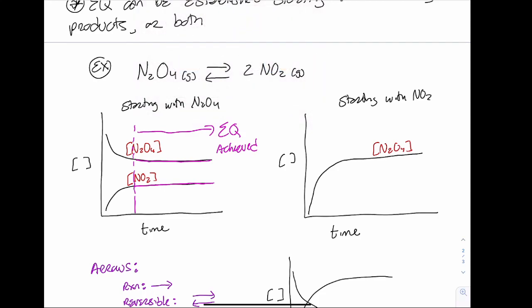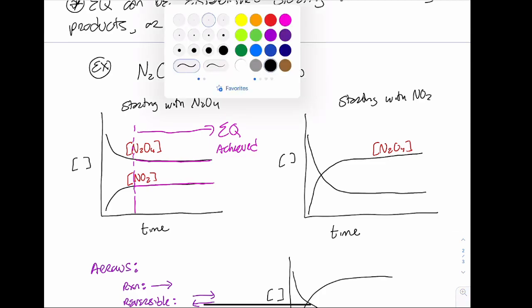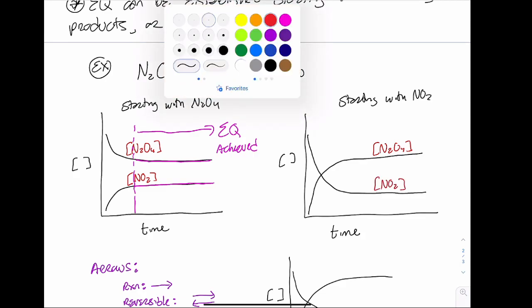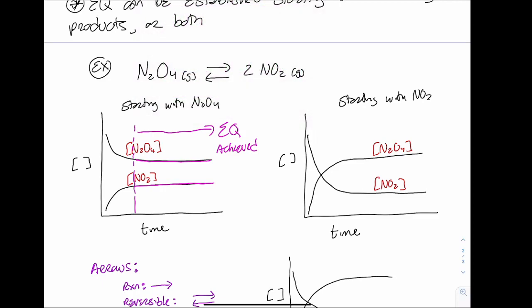Right? It's up here this time because I'm starting with NO2, right? NO2 is, you can think of it essentially as my reactant. I'm looking at the reverse direction. So my concentration of NO2 is going to decrease. And then again, kind of where these have leveled off, that's where we've achieved equilibrium, right?